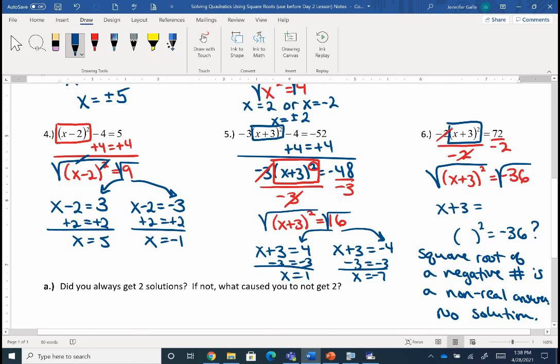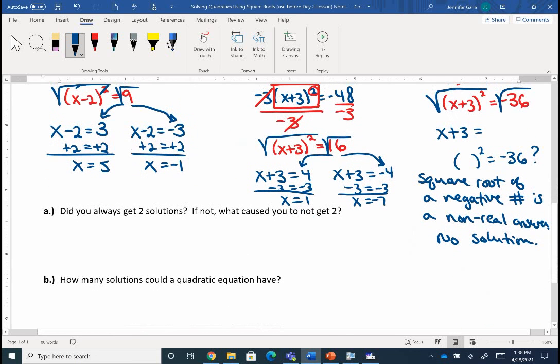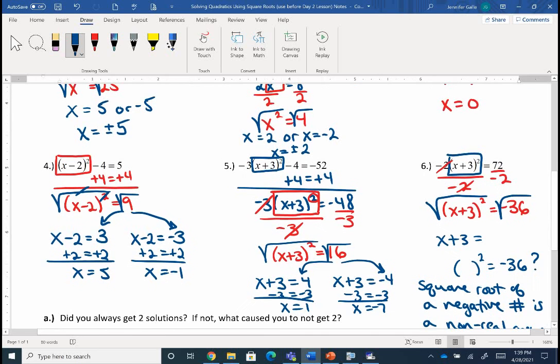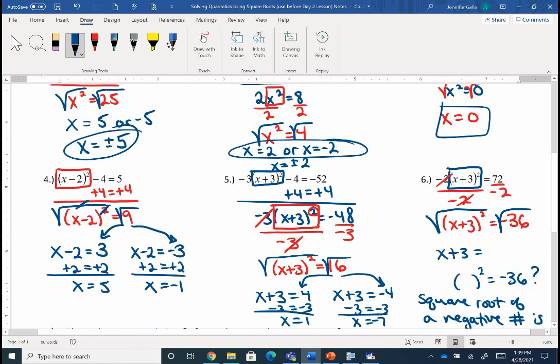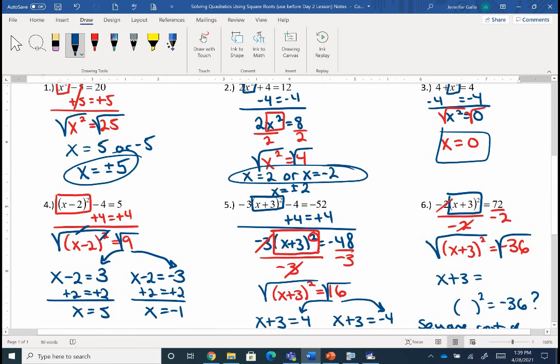So we just say we have no solution for that. Now, just to summarize a little bit, I just want to do letter A, because letter B really says the same thing. I don't know why I typed both parts there. It seemed like a good idea when I was planning. Now, did we always get two solutions? So let's see. In number 1 we did plus or minus 5. Number 2 we did plus or minus 2. But in number 3, how many solutions did we get? Just one. So what causes one solution? Well, the square root of 0 only has one possible answer, and that's 0.